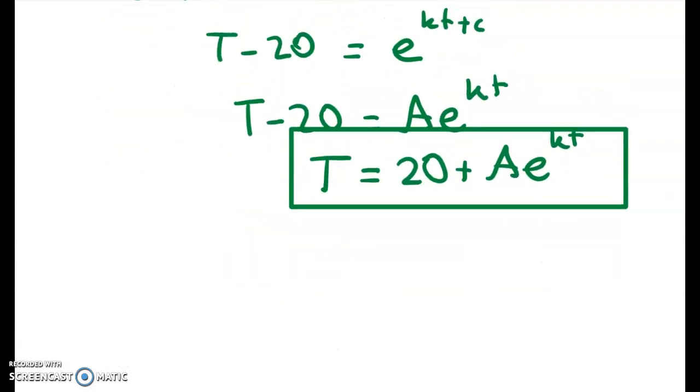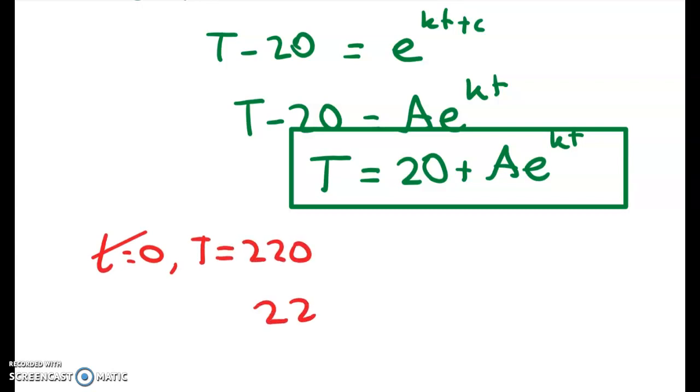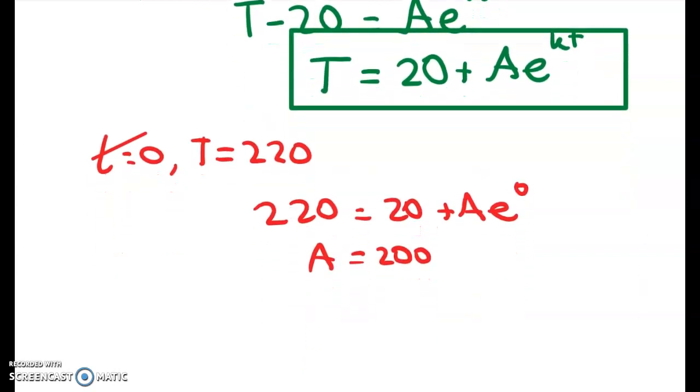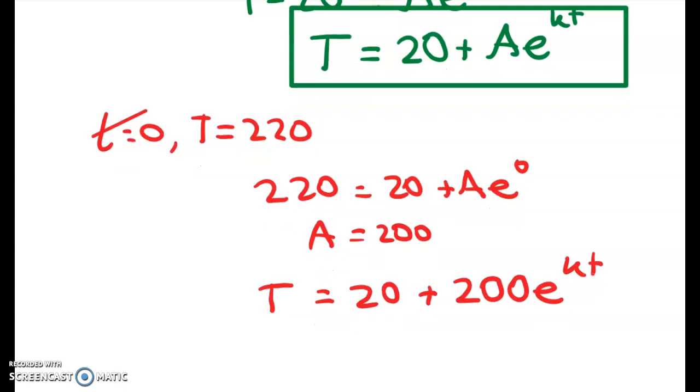Okay, where are we? So we know that at t equals 0, big T is equal to 220. So 220 is equal to 20 plus Ae to the 0. A is equal to 200. Now you might know that off by heart, but I want you to always show that step, please, because it's good working. Have I done that right? I think so. Yeah, so we've got T is equal to 20 plus 200e to the kt.